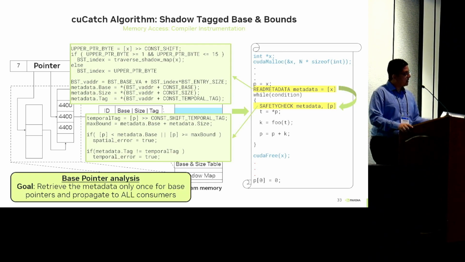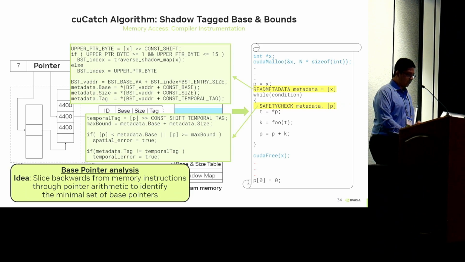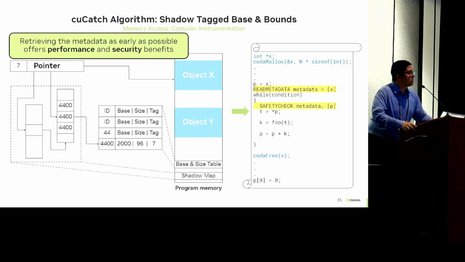In order for us to effectively insert these 2 instructions in the correct places, we use a compile time base pointer analysis. The goal is to retrieve the metadata only once for base pointers and propagate them to all consumers. We achieve this goal by slicing backwards from memory instructions through pointer arithmetic instructions to identify the minimal set of pointers from which all other pointers are derived. Once these pointers are identified, we insert read metadata instructions for them so that we can retrieve the metadata as early as possible.